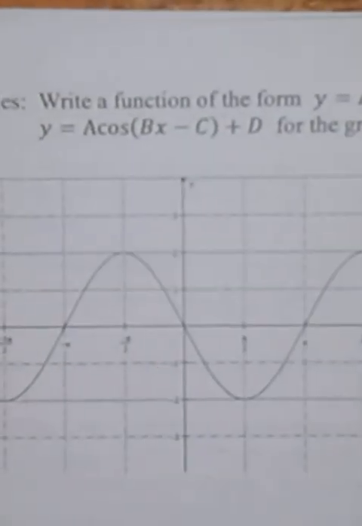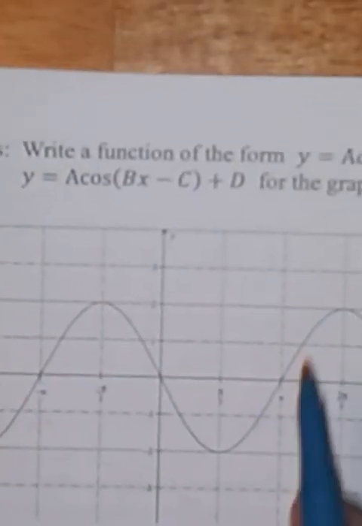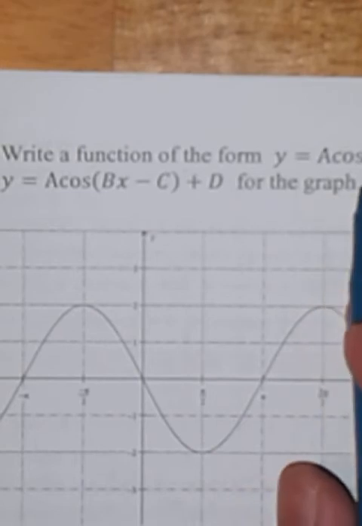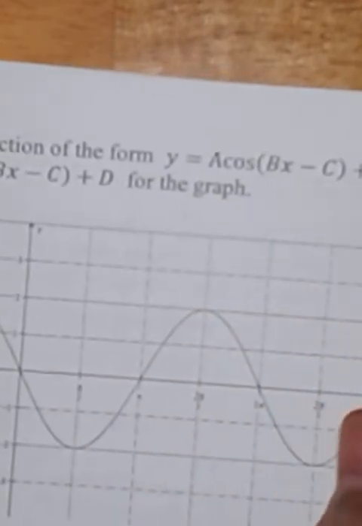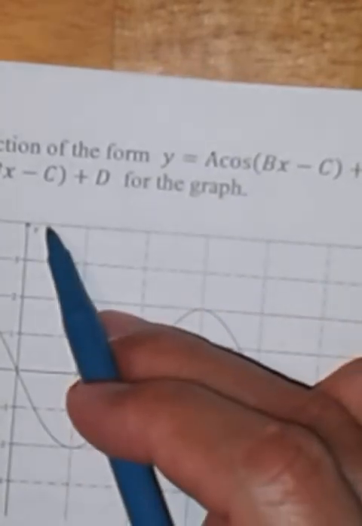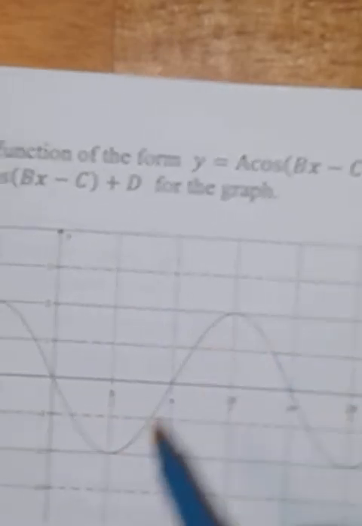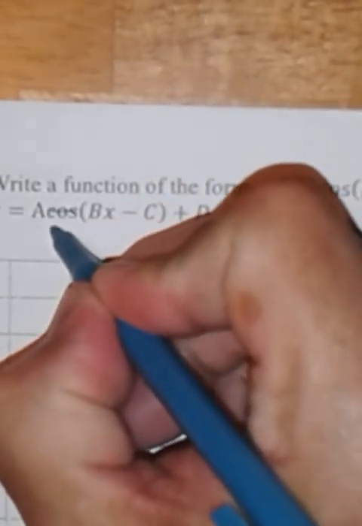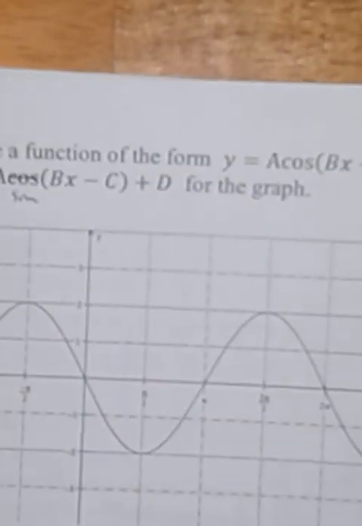All right, let's do one more. Let's do number 1 on the next page, which says write a function of the form y equals a cosine of the quantity bx minus c plus d, or y equals a sine of the quantity bx minus c plus d for the graph. It says cosine, but it should be sine.